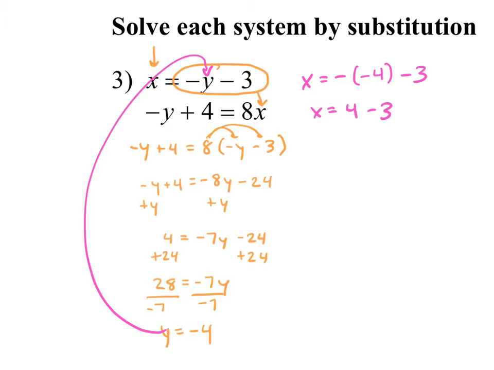What's 4 minus 3? 1. So x is equal to 1. So we need to have x is equal to and y is equal to. So in your quiz, you're going to type in the box, x is equal to this number, y is equal to this number. You need to have your two answers for both.